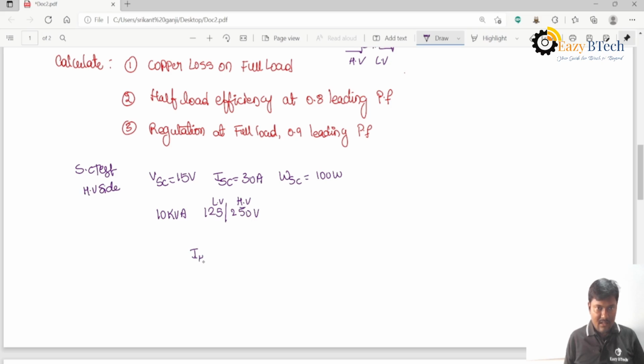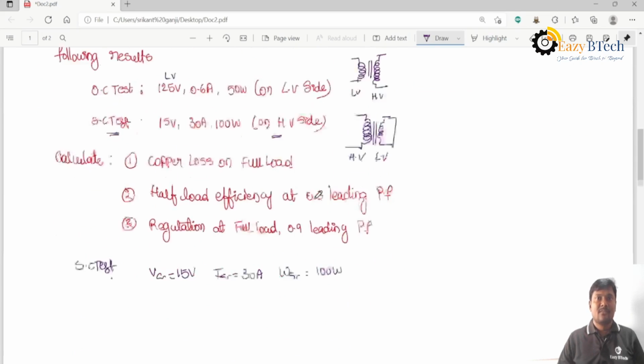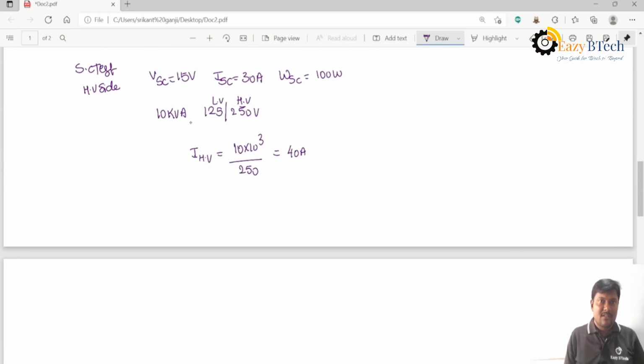So current on HV side, 10 into 10 to the power of 3 divided by 250, that should be equal to 40 amperes. But in the problem it is given as 30 amperes only.